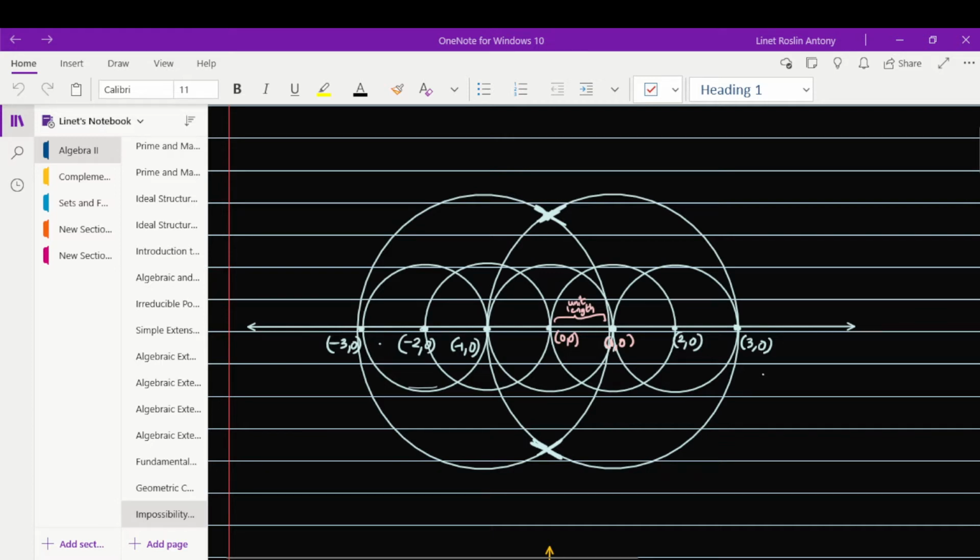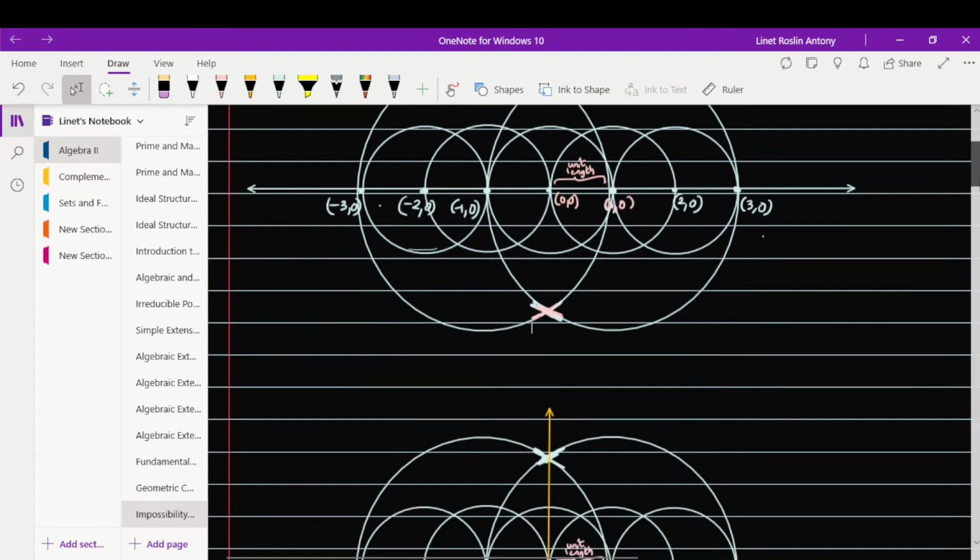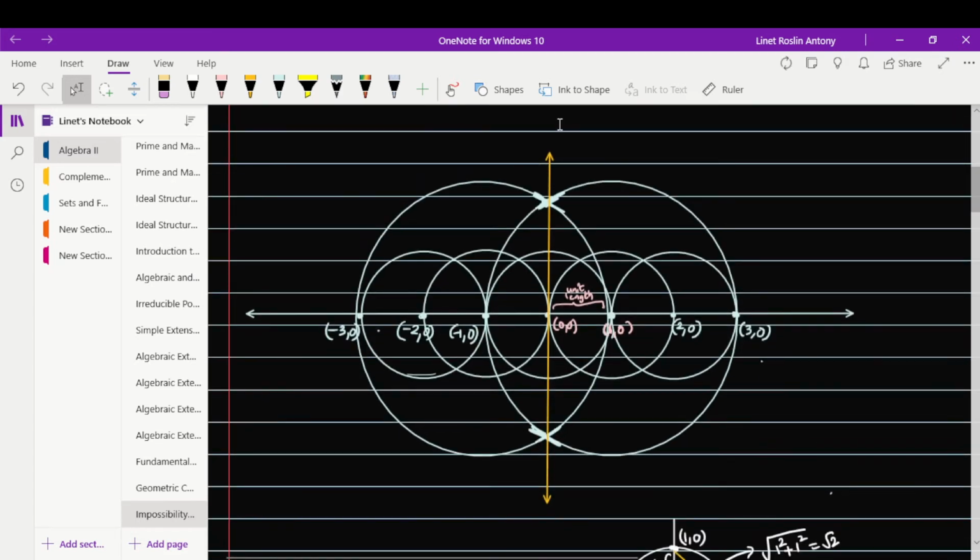For this, after drawing all the unit circles, we have drawn two circles with radius 2, with one center at 1, 0 and another center at -1, 0. And we obtained 2 points where the two circles intersect. You can see one point here and the point here. So with these 2 points, we can draw the y-axis, right? So the yellow line is our y-axis.